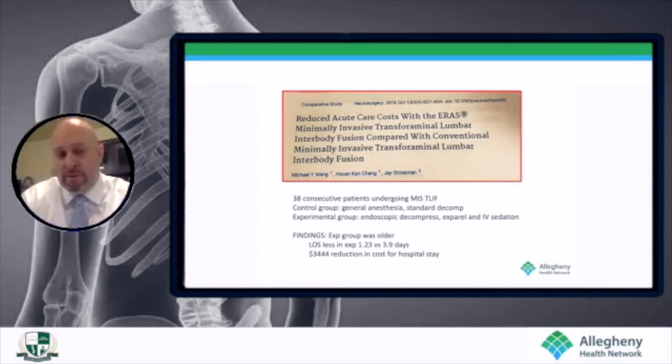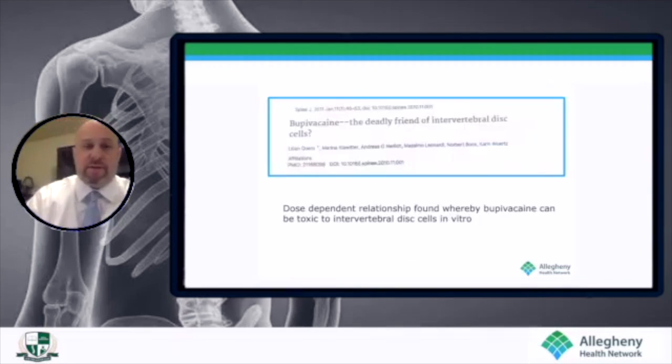Now, I do want to point out Michael Wang, who I don't know personally, is a well-published surgeon, and he is a consultant for Exparel, but we're going to cite multiple of his papers during this talk.